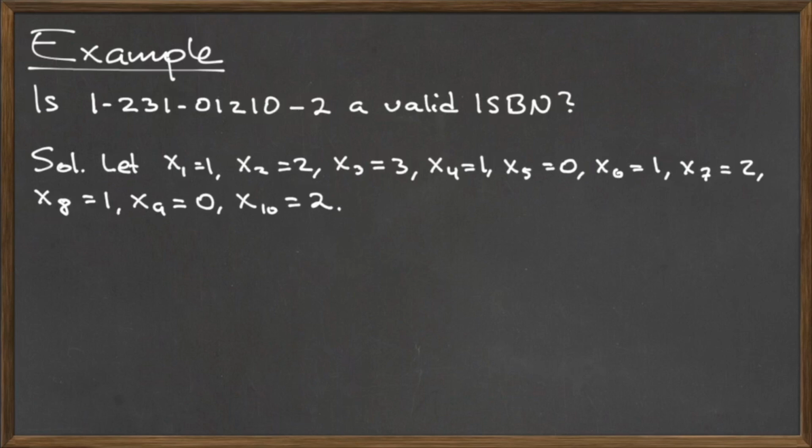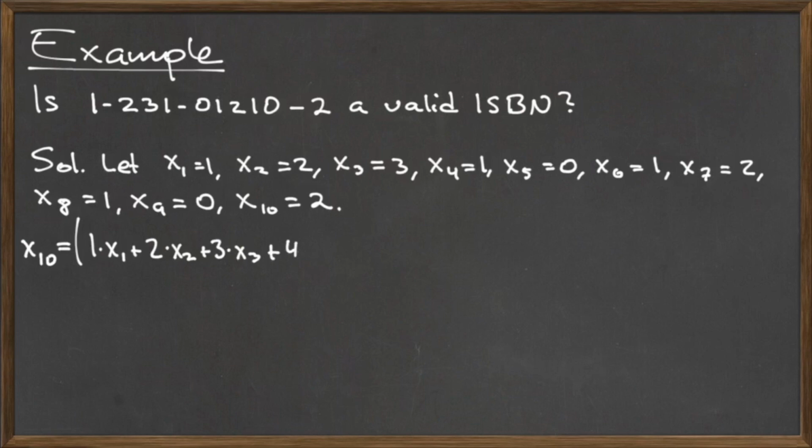Next, we need to check if the two conditions for the valid ISBN are satisfied. From inspection, we can see that the first 9 variables, x1 through x9, are all assigned values that are between 0 and 9, so the first condition is satisfied.